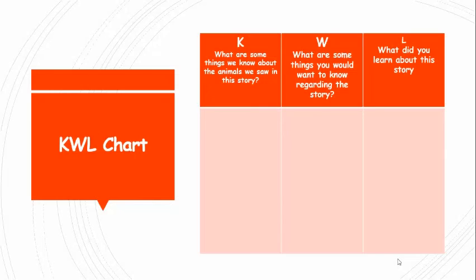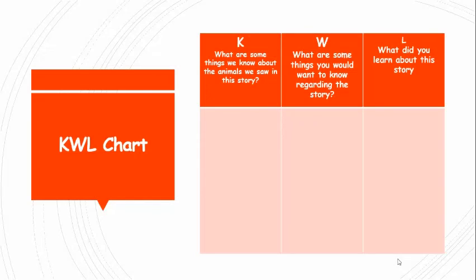For W, I would ask them, what are some things you would want to know regarding the story? Some answers could be why the animals wanted to leave their cages, why the gorilla let all of them free. If they were observant, they would ask why there would be a small mouse following the gorilla everywhere with a banana.